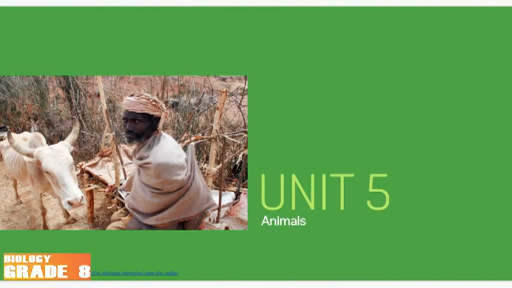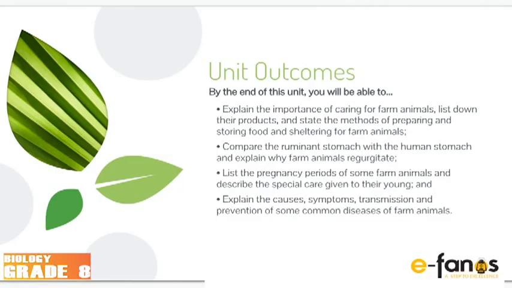Unit 5, Animals. By the end of this unit, you'll be able to explain the importance of caring for farm animals, list down their products, and state the methods of preparing, storing food, and sheltering for farm animals. You'll also be able to compare the ruminant stomach with the human stomach and explain why farm animals regurgitate.